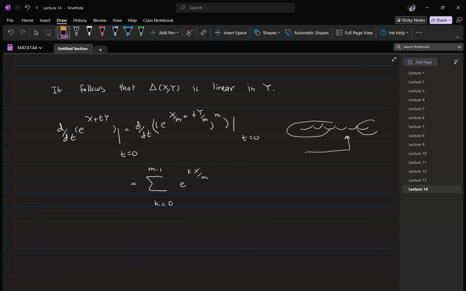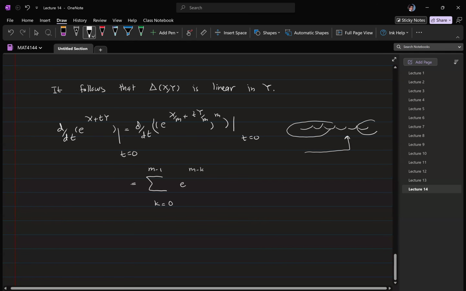Or maybe I have ordered my indices in the opposite direction. Maybe I just write m minus k minus 1. Right, okay, I shifted my indices. Instead of k, I wrote m minus k, basically. Then I have the derivative of the middle term, which is e to the x over m plus ty over m at t equal to 0. Still, I don't know what it is, right? I'm in the same problem. And after that, I have e to the kx over m.